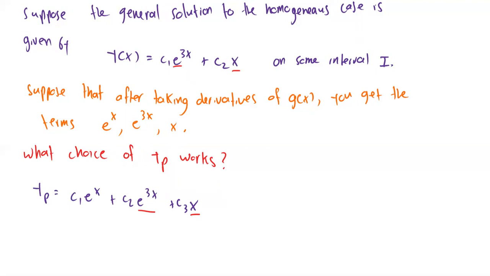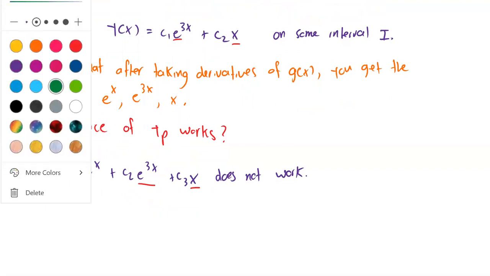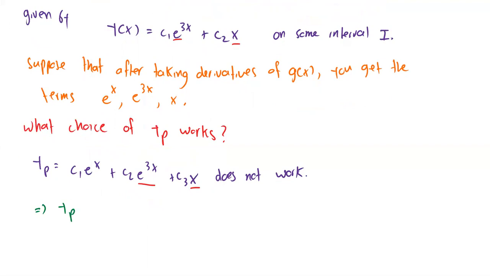So what do we have to do? Multiply each of those terms by x as many times as needed until they're no longer part of the homogeneous solution. So this one does not work. But again, by the fix that I gave you, all you do is multiply by x as many times as needed. Right? So e to the x is not in the general solution of the homogeneous case, so that one is fine. e to the 3x is, but if I multiply it just once by x, it's no longer in the solution for the homogeneous case.